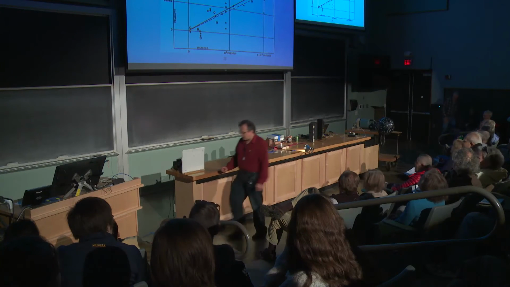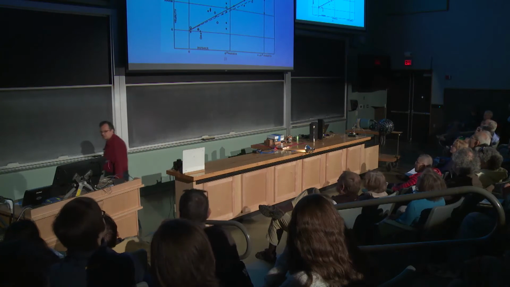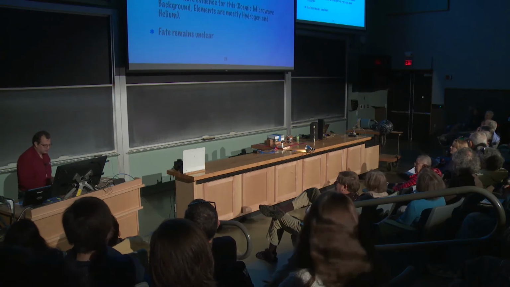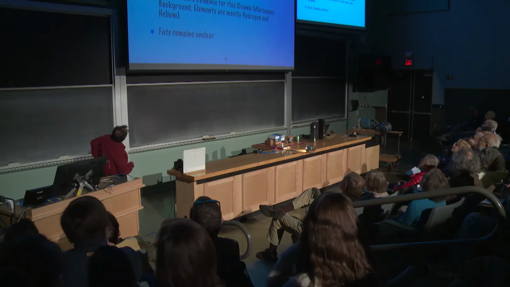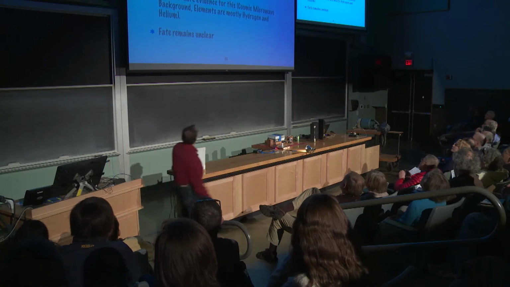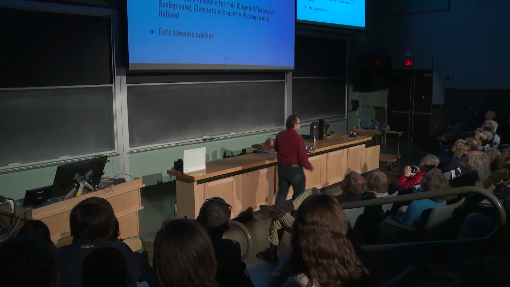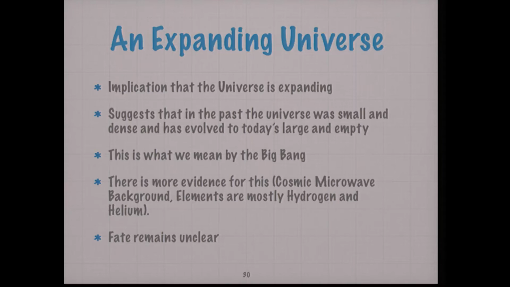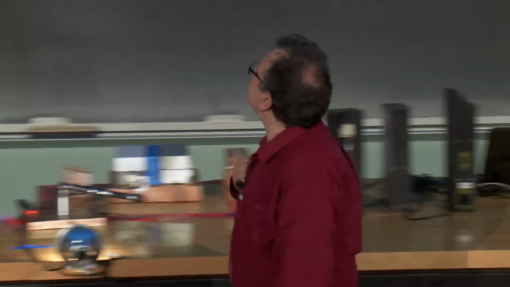So this diagram is terribly important. It really is the proof that we live in an expanding universe. It suggests that in the past, the universe was small and dense, and it has evolved to today's universe, which is large and mostly empty. This is what astronomers and physicists mean when they say the Big Bang. The Big Bang means the universe was once small and dense, and it has exploded into the empty and big universe that we see today.